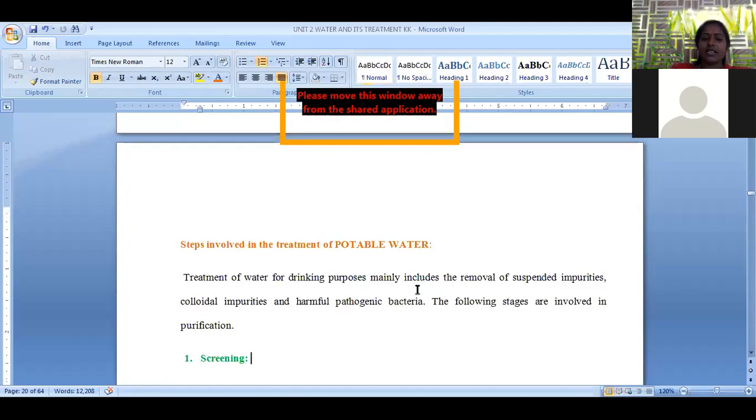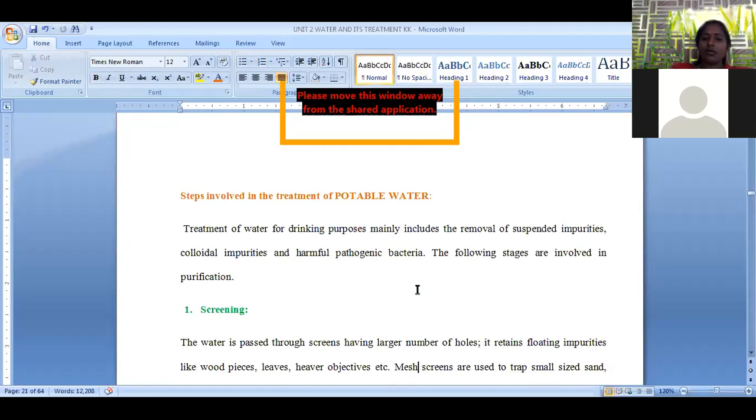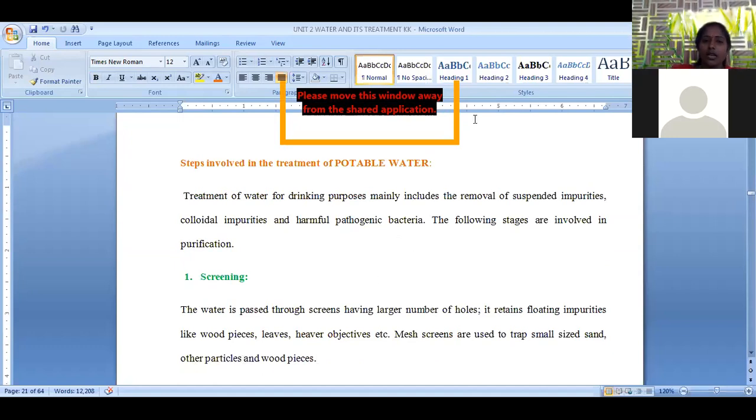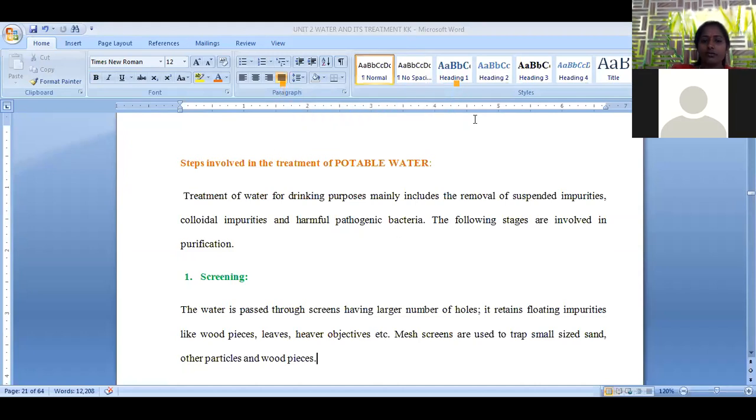And next, let us see the important steps involved in the treatment of potable water. Let us go to a small demonstration of this drinking water treatment.